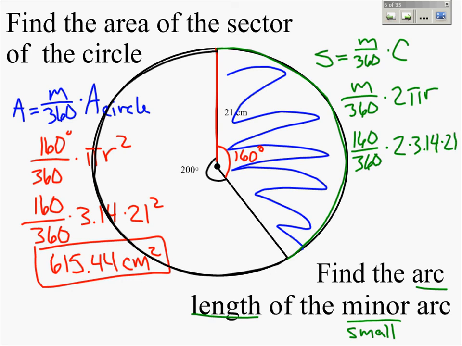Type that whole thing into your calculator. And you should be getting an arc length of 50.61. And it's just talking about length, how long something is, so it's just a normal measure of centimeters. Okay, so that's just an introduction to finding the area of the circle and the arc length. Let's look at another one.